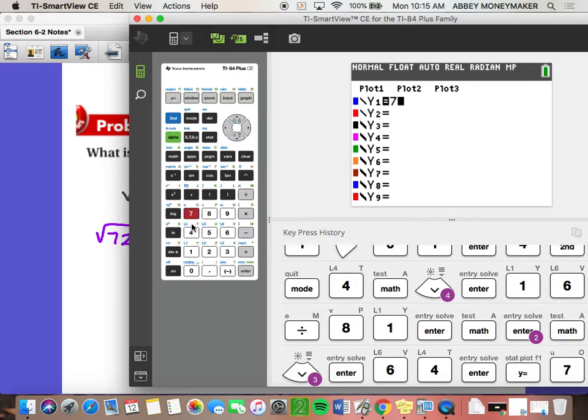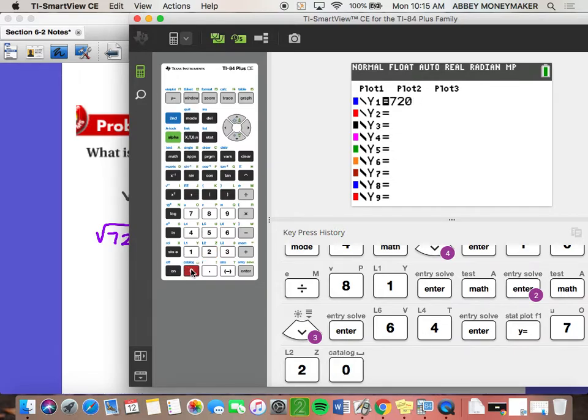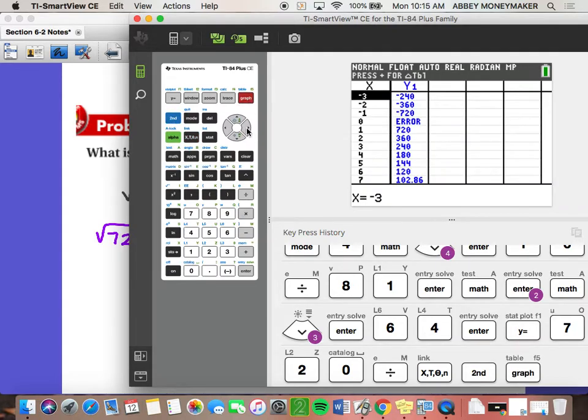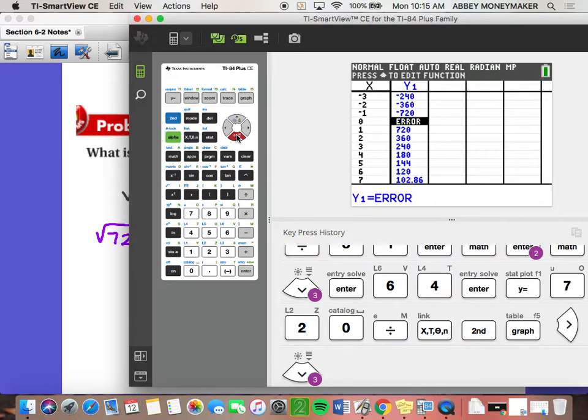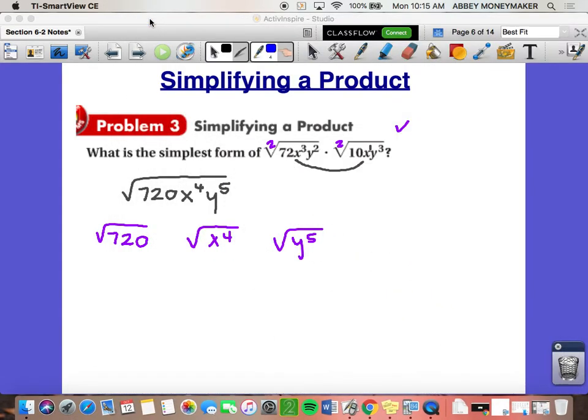So let's go to the calculator and go to y equals, and let's do 720 divided by x. And then we're going to hit second graph, and we're going to look in the y column after 0. And it looks like my largest perfect square factor is going to be 144. So I'm going to use that here and say that simplifies to the square root of 144 times the square root of 5, which gives me 12 square roots of 5.